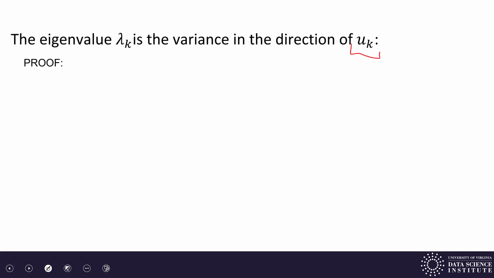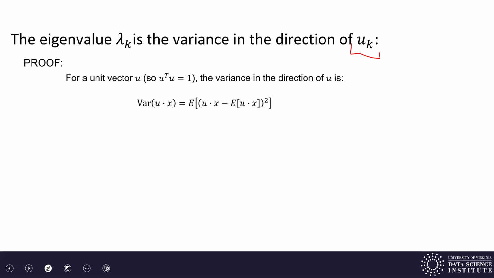So here's a proof of this statement, that these eigenvalues give you the variance. So for a unit vector u, right, when we say unit vector u, we mean this is true: u dot product itself is going to give you 1. The variance in the direction of u is given by this formula. So here's just the definition of the data in the direction of u. We take that dot product of the data onto u, and we put that into our variance formula.